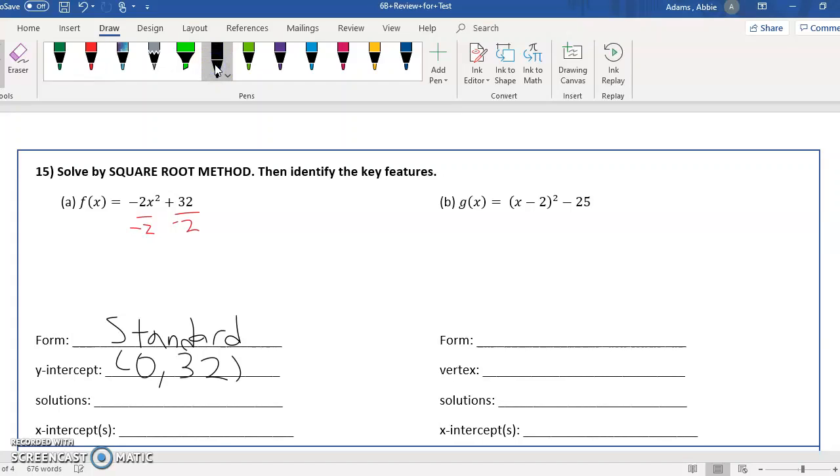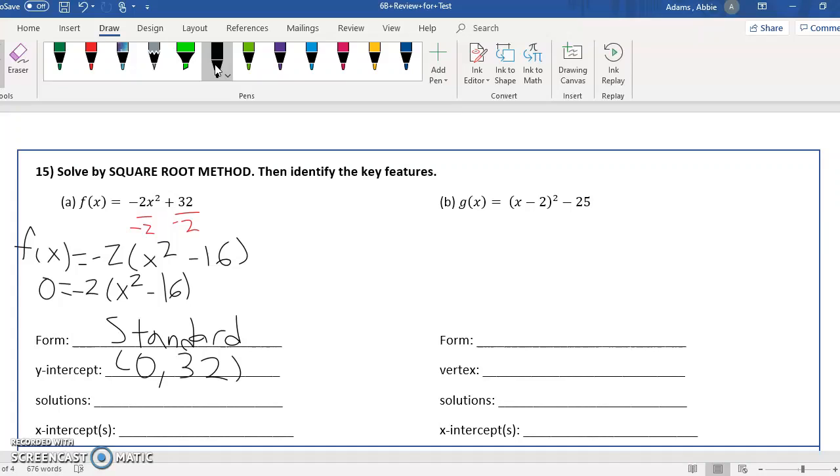I'm going to rewrite my function now as negative 2 multiplied by x squared, and then 32 divided by negative 2 is going to give me negative 16. All right, so now it's saying to find my solutions. How do I do this? I set my function, so f of x, equal to 0. So I'm going to say 0 equals negative 2 times x squared minus 16.